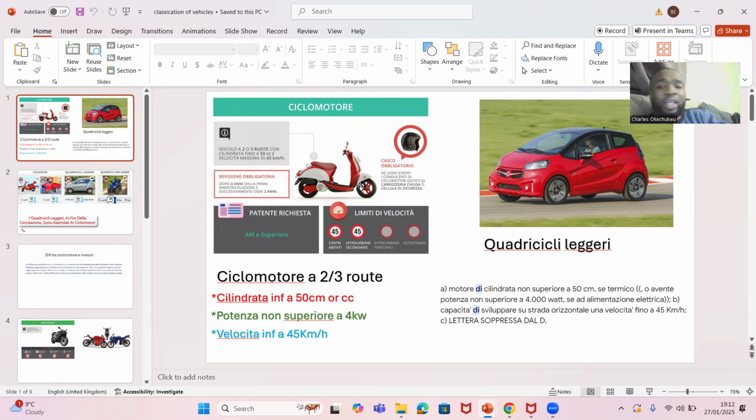Wow. Are you following me? 50 centimeters. Let me repeat again. The first characteristic of ciclomotore: the cylinder is inferior. The key word is inferior.